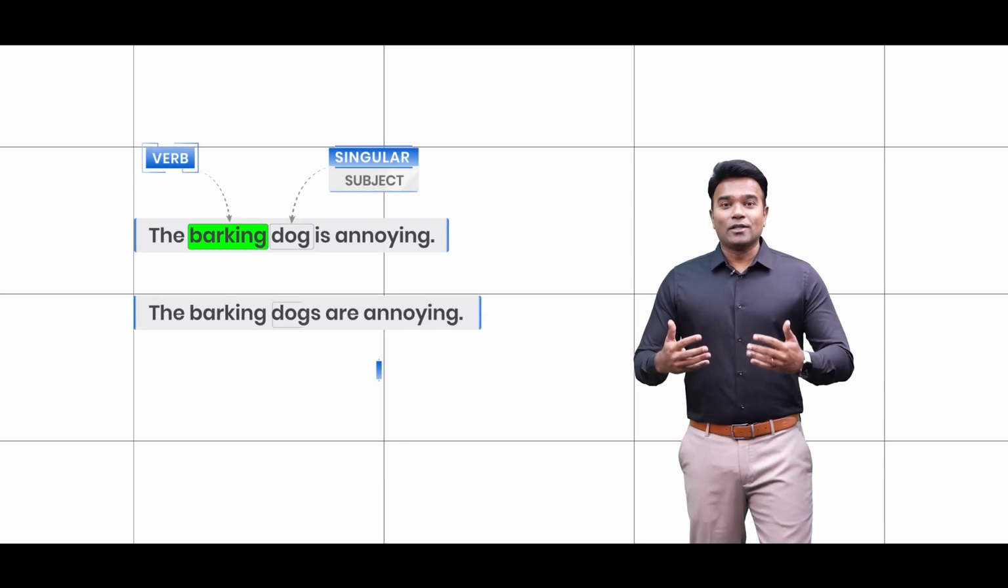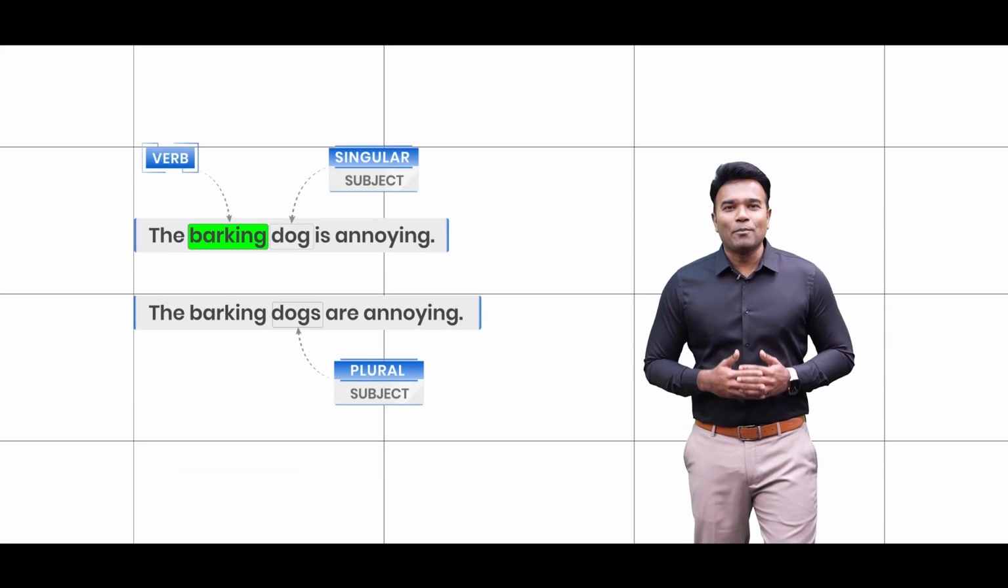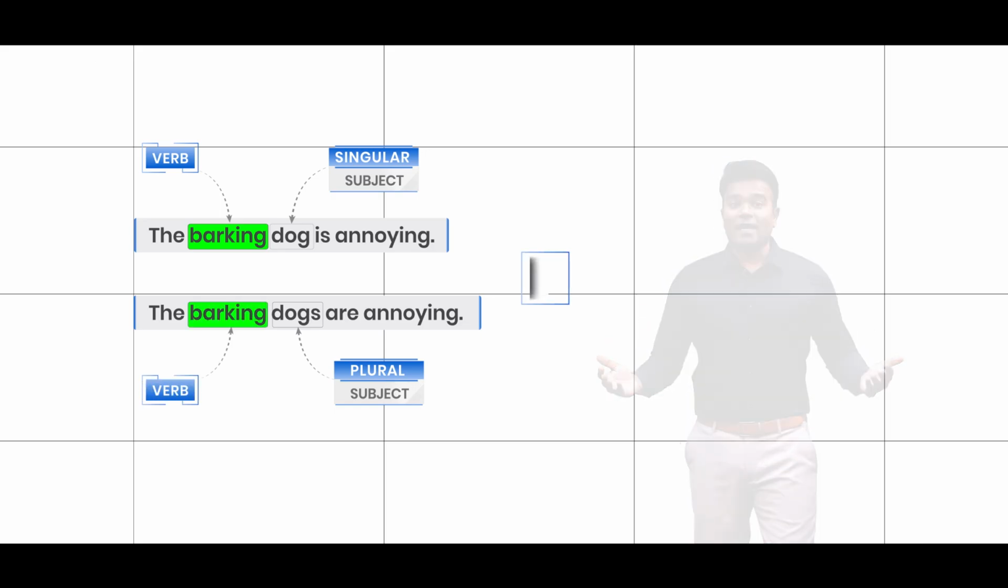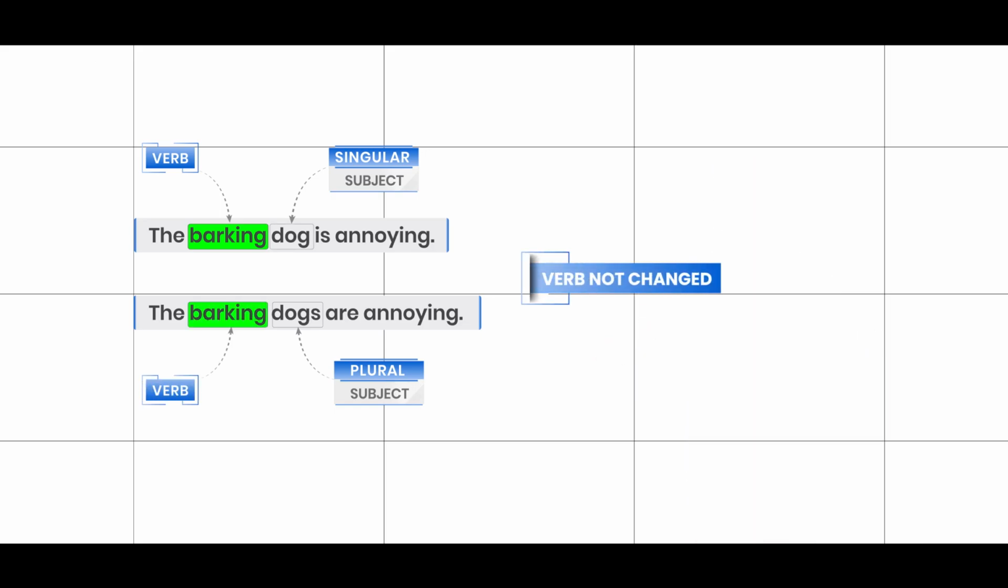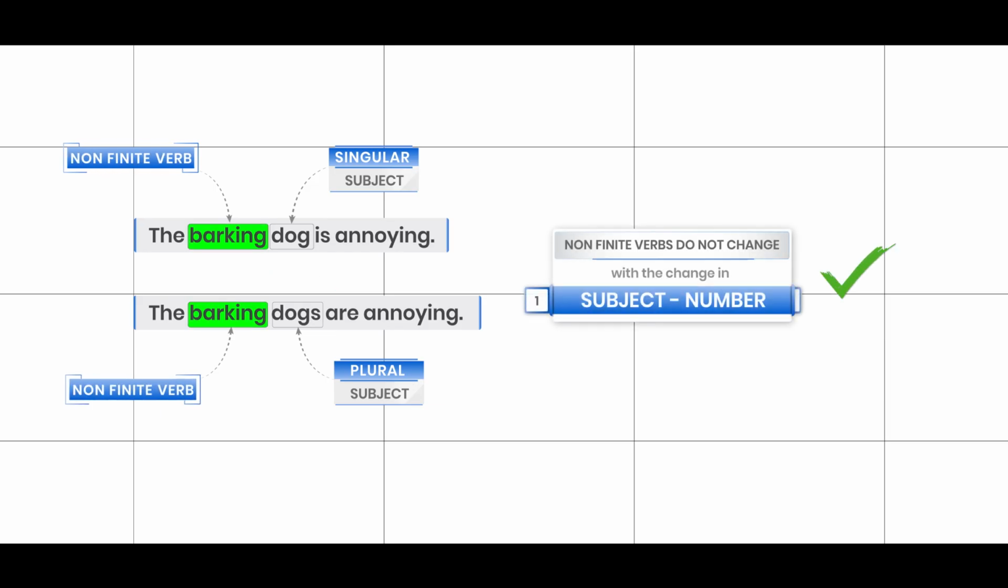After all, dogs happens to be the plural subject, but the verb barking has not changed. In other words, barking happens to be such a verb which remains the same even though there is a change in the subject from the singular to the plural form, and hence we categorize such verbs as non-finite verbs.